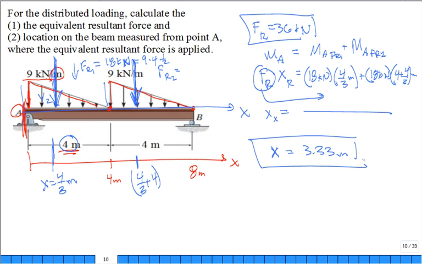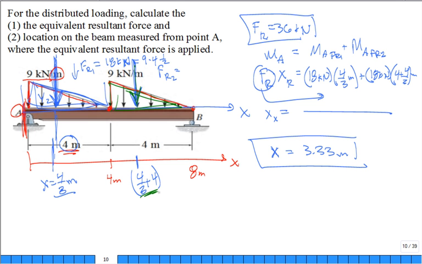So you basically took a moment about some imaginary place. Well, it took it around point A. This distributed load creates a moment around point A. It's equivalent to this point load, FR1, applied at that location 4/3. This distributed load right here creates a moment around point A, which is equivalent to FR2 applied at this location 4 plus 4/3.